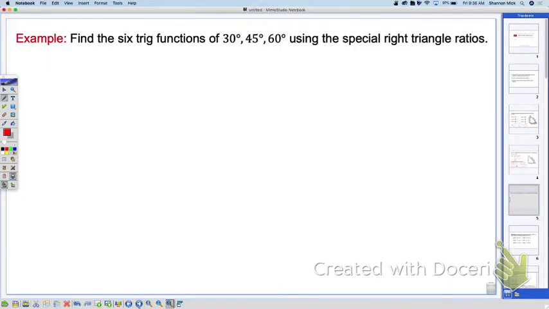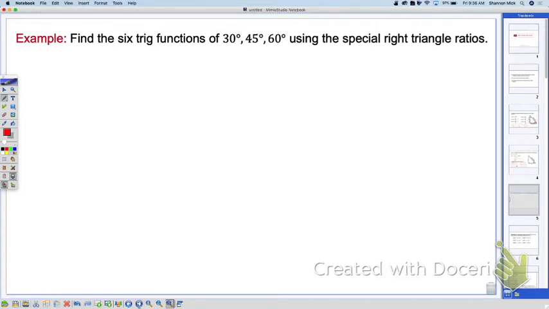So, find the 6 trig functions of 30, 60, 90, or whatever. This is that whole circle we're going to do, basically. Because when I do 30, I'm doing the same as 150, 210, and 330, because they're all 30 degrees away from the x-axis, correct? When I do 45, I'm doing 45, 135, 225, 315, because they're all 45 away. When I do 60, I'm doing 60, 120, 240, 300, because they're all 60 away.